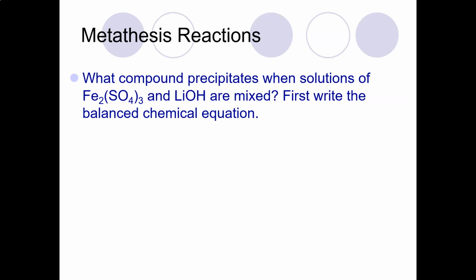What compound precipitates when solutions of iron(III) sulfate and lithium hydroxide are mixed? First, write the balanced chemical equation. So, going back through our steps, step number 1 is to identify the ions in each of the compounds. So Fe2(SO4)3 has iron and sulfate. I need to write those down with the charges. So sulfate is SO4 2-.